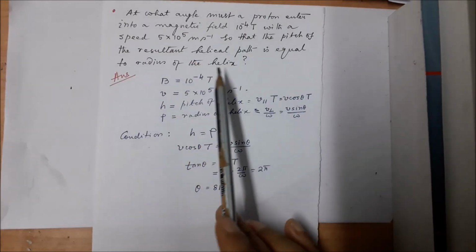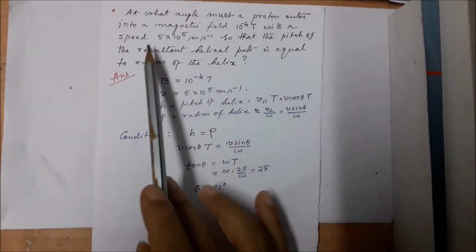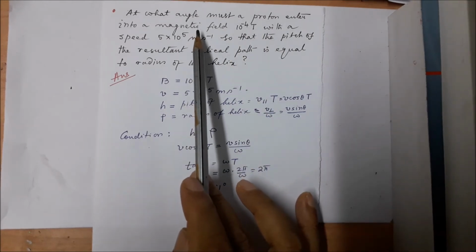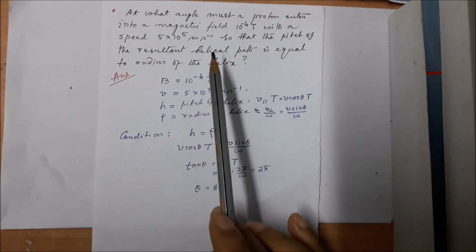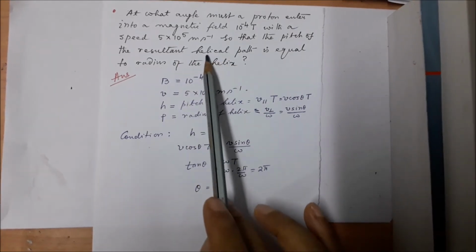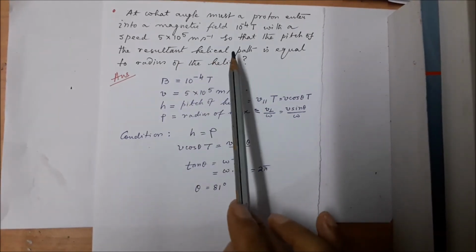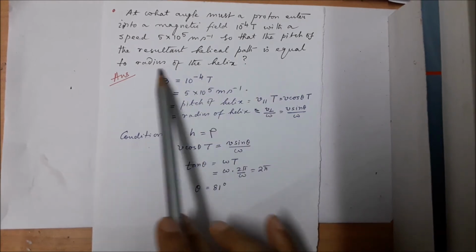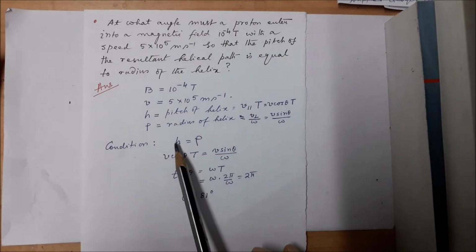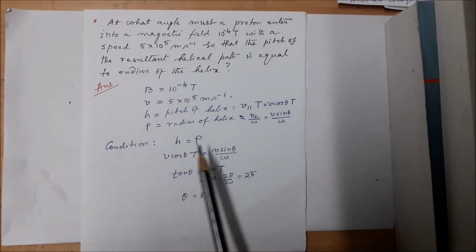The next problem is of similar type, where a proton has entered into a magnetic field, and the condition given in this question is that the helical path is such that the radius of the helix and the pitch are equal. So we equate the pitch to the radius.